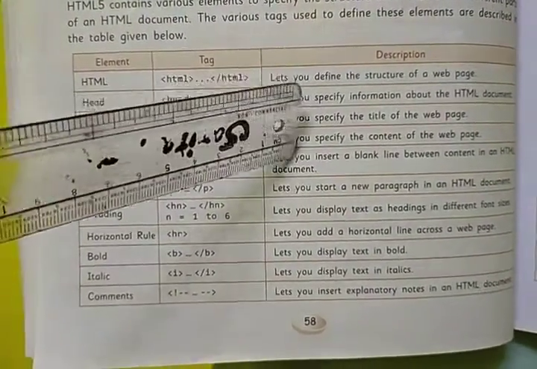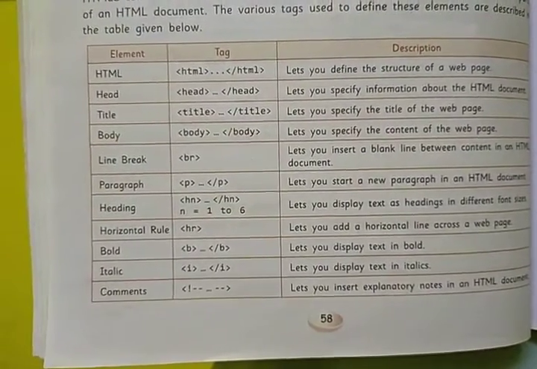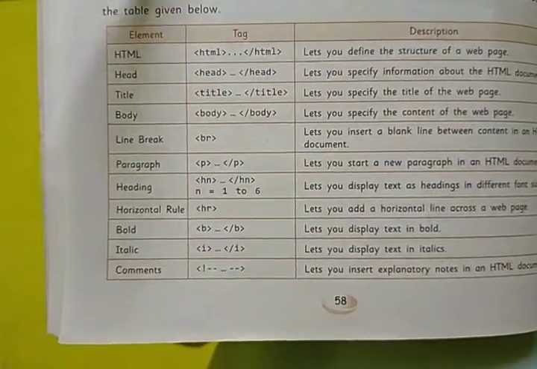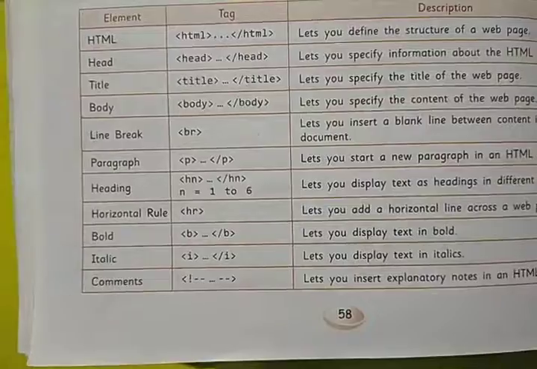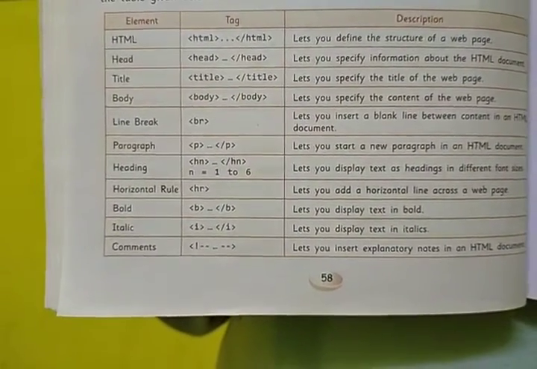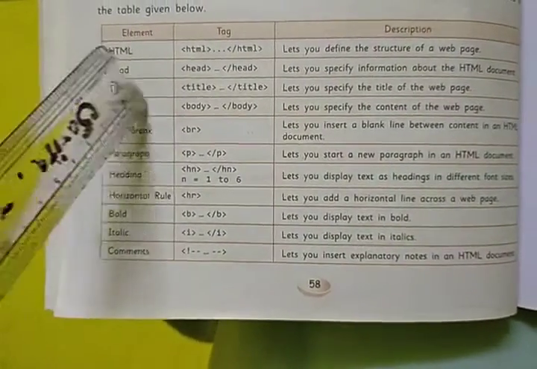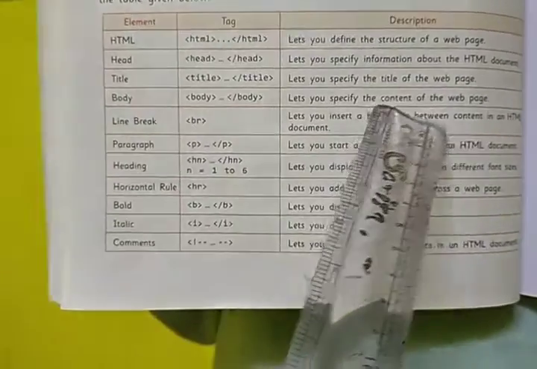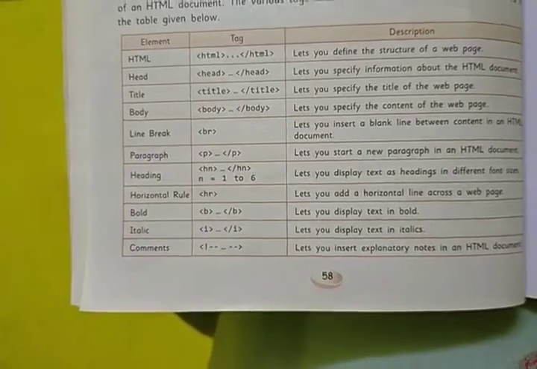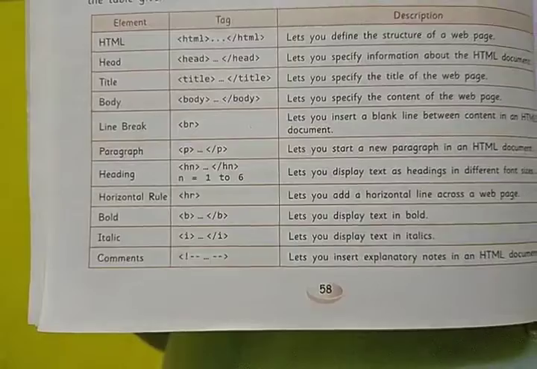Then comes the title. Title will specify the title of the web page. Suppose, for example, today we are studying HTML elements. So this is the title of the class, the title of the chapter. Then comes the body. Body will specify the content of a web page, means everything. Whatever content we are going to show in our HTML document comes under the body.